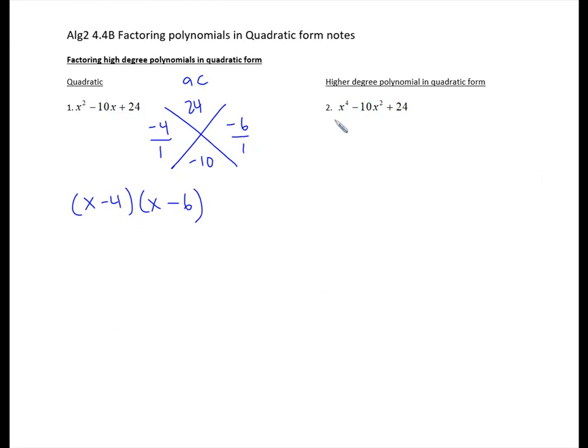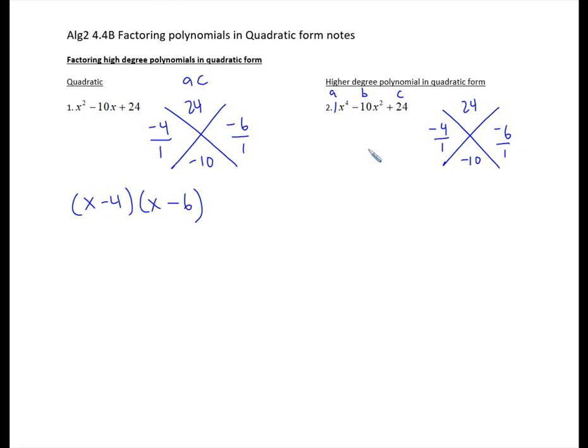Now let's say you get a problem like number 2. This is not a quadratic because it's not x squared, right? But you have to recognize that it looks like a quadratic. It's what we call quadratic form. If we treat this like a quadratic and pretend this is still a, b, and c, then a times c is 24. We're trying to get negative 10 in the middle, so that'll be negative 4 and negative 6, and we're dividing by 1 still. So everything is still exactly the same, right?